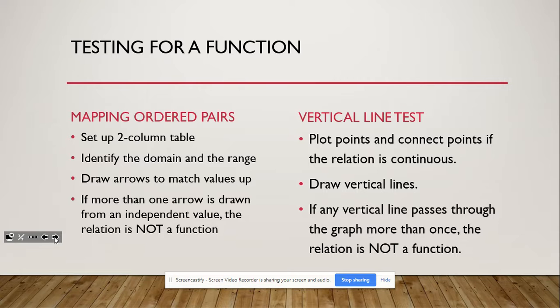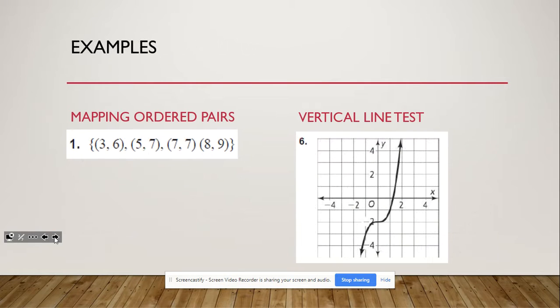Let's take a look at some guided examples. Let's take a look at mapping ordered pairs. So I have a set of ordered pairs, and you know that normally ordered pairs go as x, y. So I'm going to set up an x column, and I'm going to set up a y column. My x column will have 3, 5, 7, and 8. My y column will have 6, 7, and 9. No need to write the 7 twice, even though it appears twice.